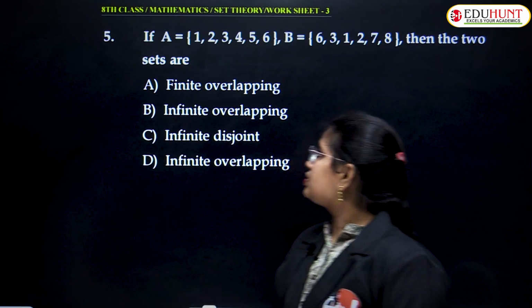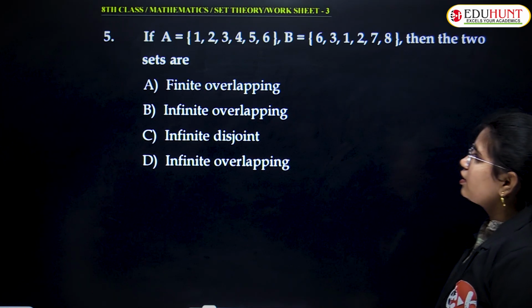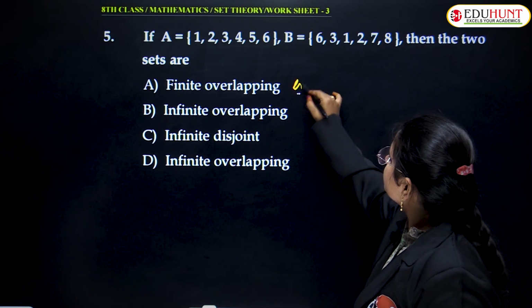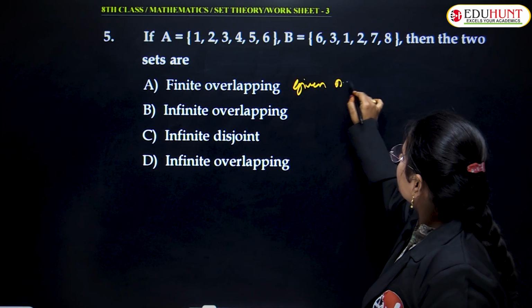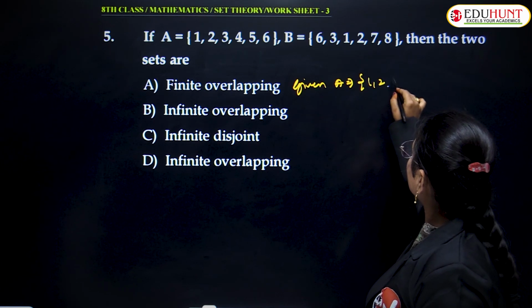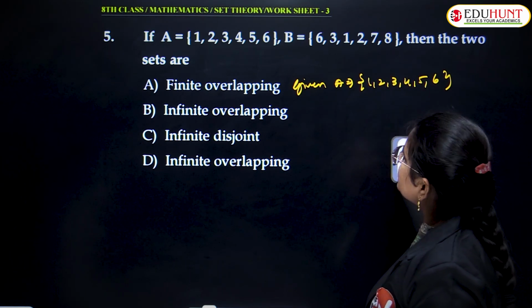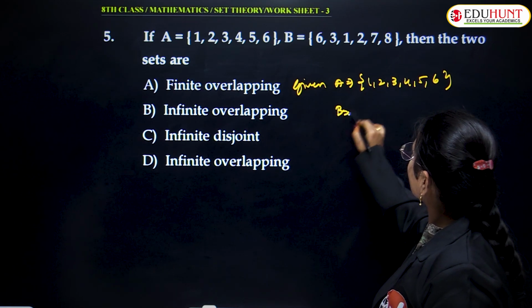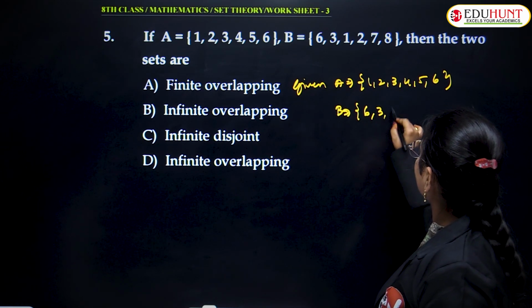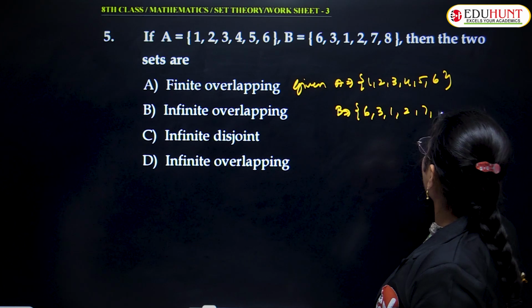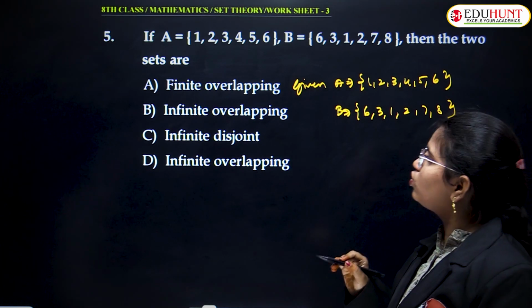Yeah. So here we have the next question. Given A is equal to, what is A here? 1, 2, 3, 4, 5, 6. And what is B here? 6, 3, 1, 2, 7, 8. Okay. Then the two sets are.